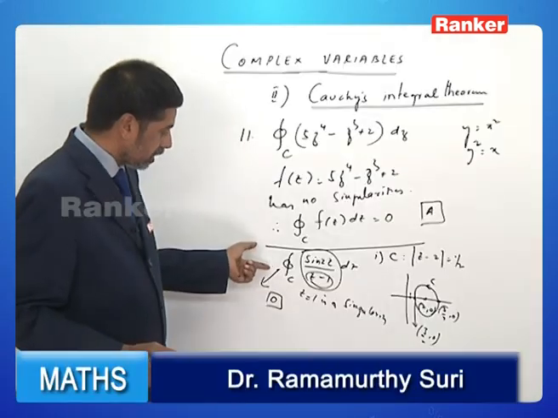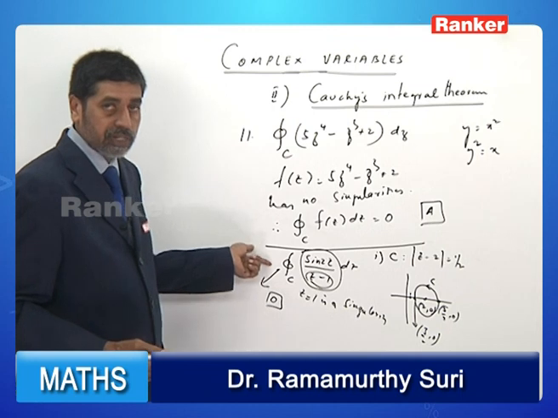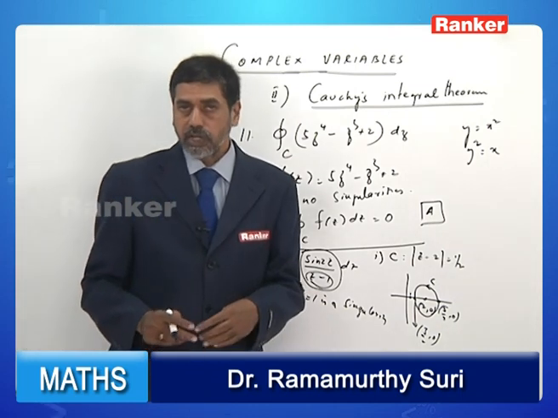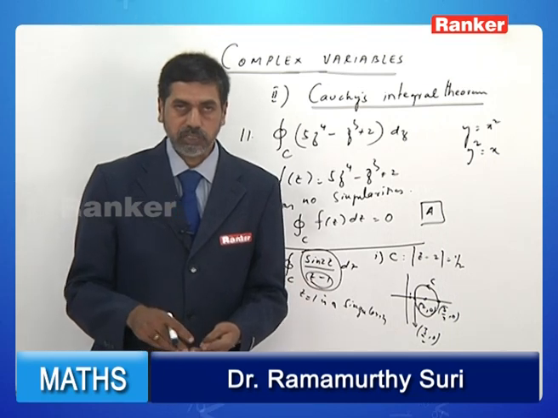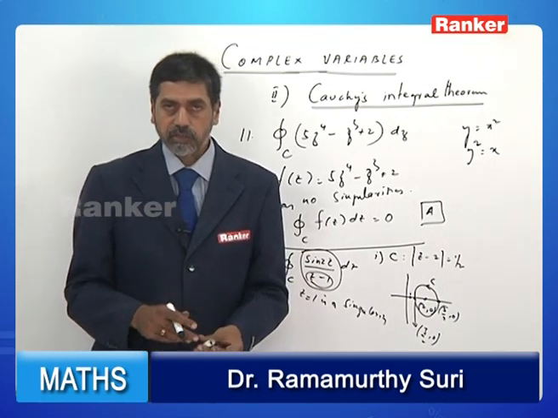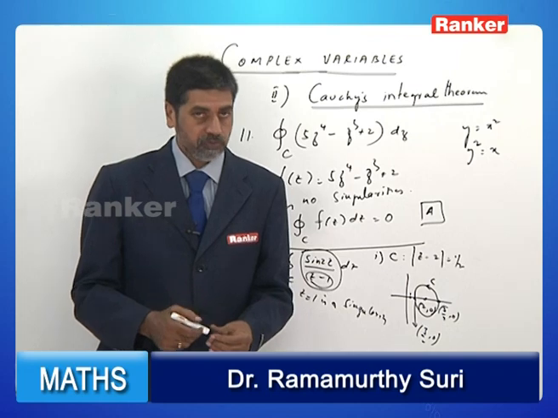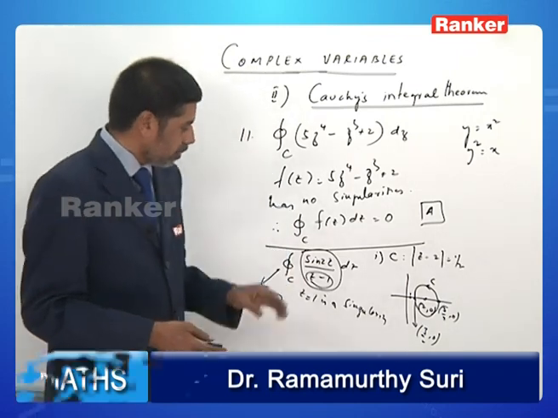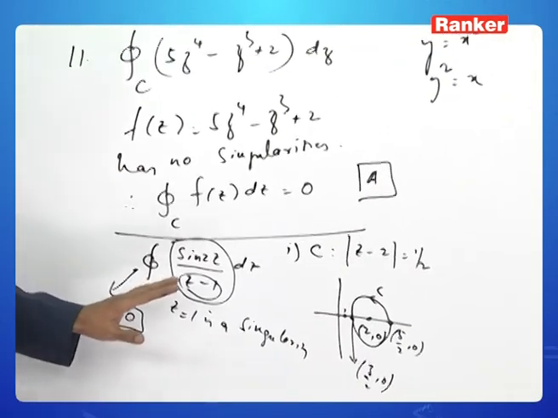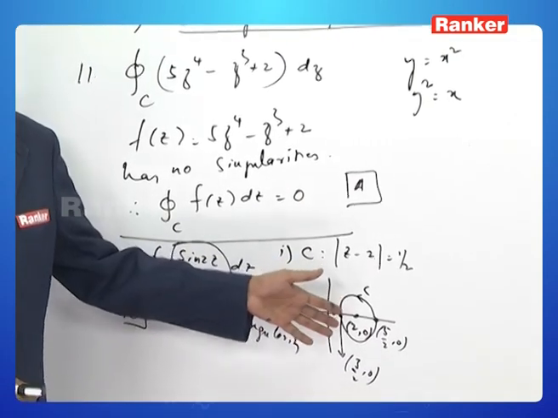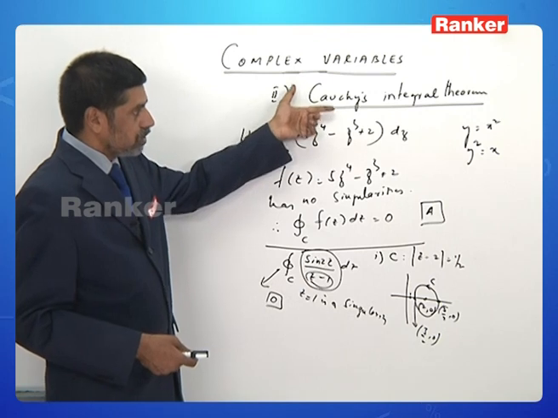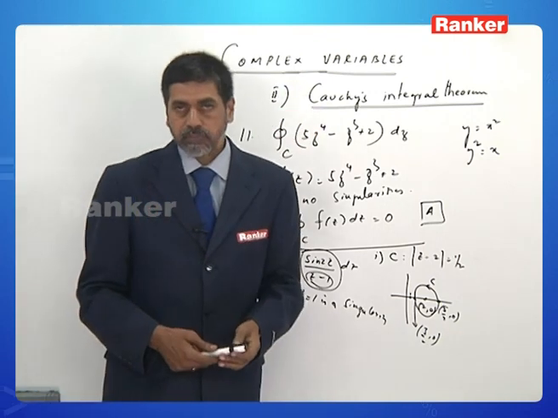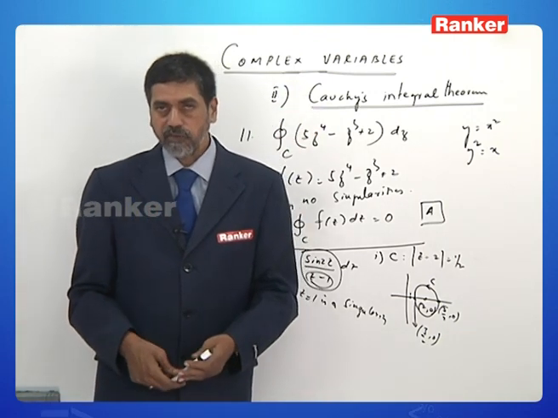Then the output of this integral is no more 0, and that has to be evaluated using a theorem other than the Cauchy's integral theorem. That is where you get the Cauchy's integral formula or the Cauchy's residue theorem, about which we will discuss shortly. So, if the function has no singularities inside the integrated region, the output of the integral is 0. That is the essence of the Cauchy's integral theorem. Let us now start Cauchy's integral formula.